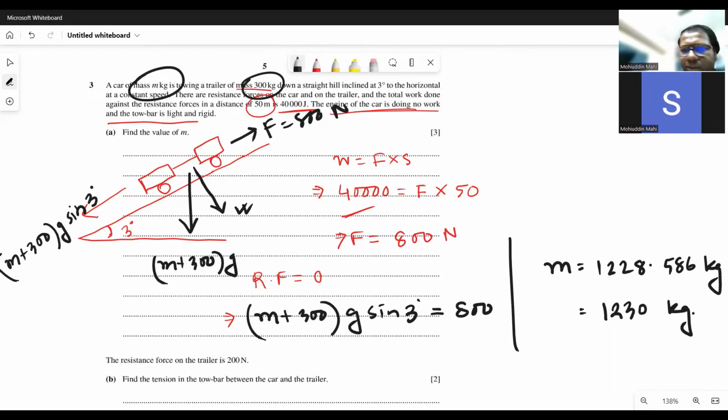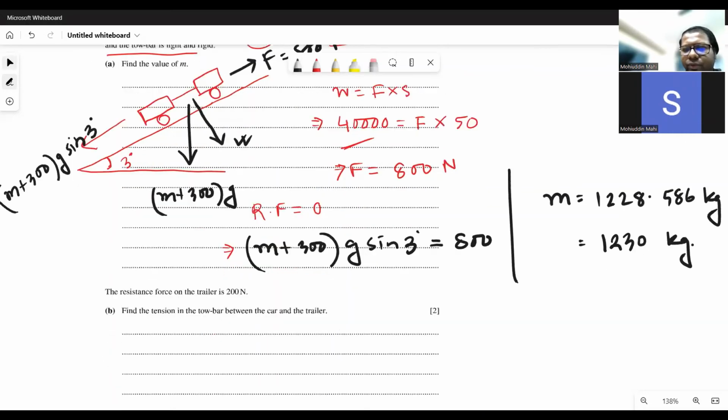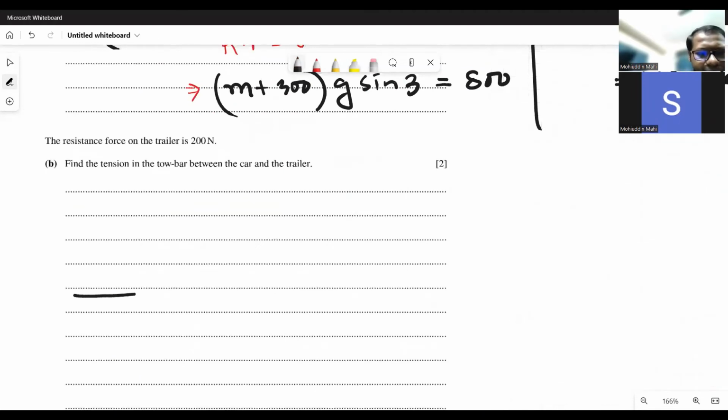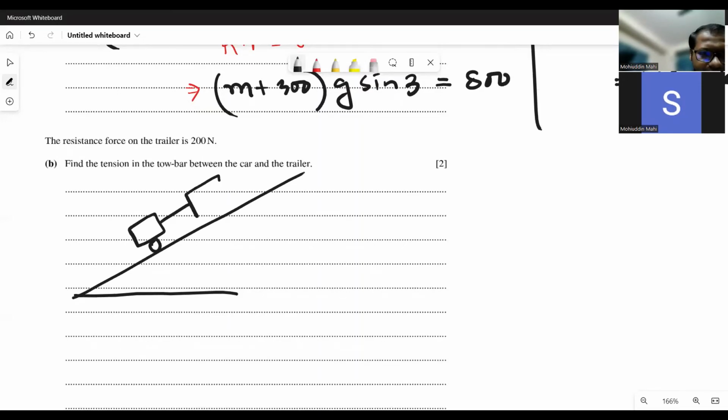Fine. So we're done. Let's move on to question B. The resistance force on the trailer is 200 Newton. Just on the trailer, the resistive force is 200 Newton. Find the tension in the tow bar between the car and the trailer. So let's draw the figure again for better understanding. That's the car and that's the trailer.